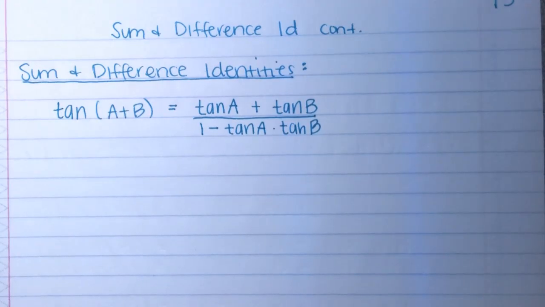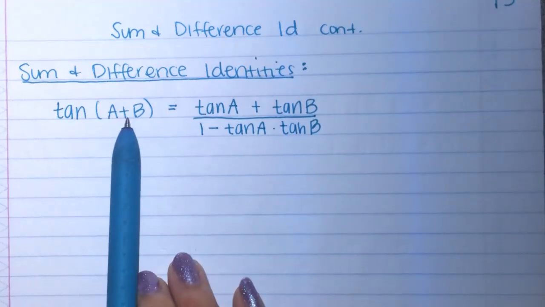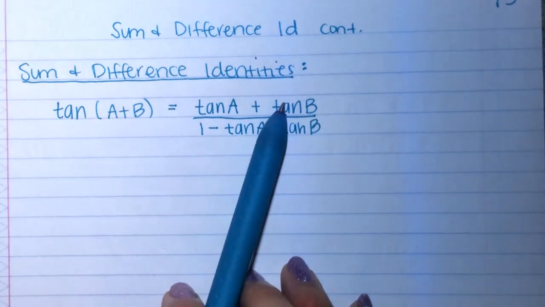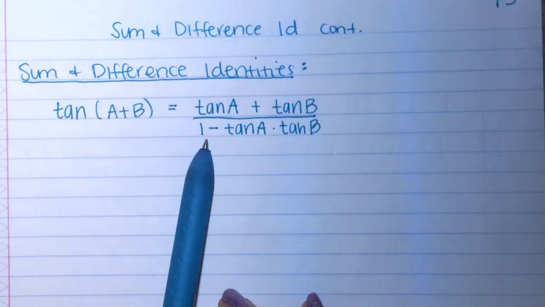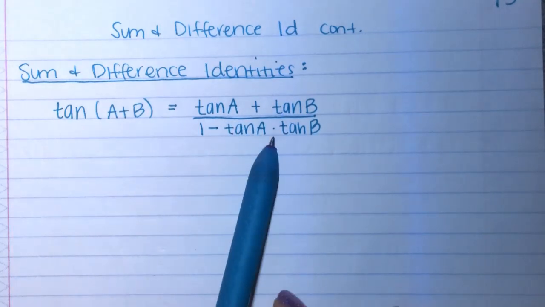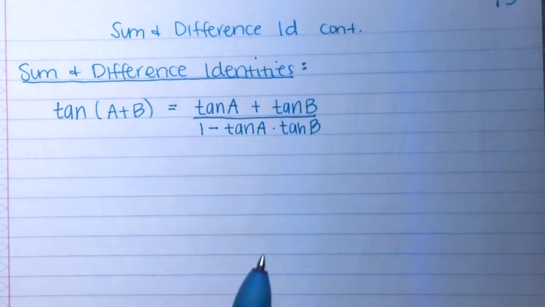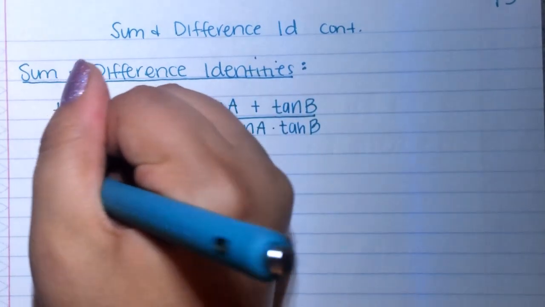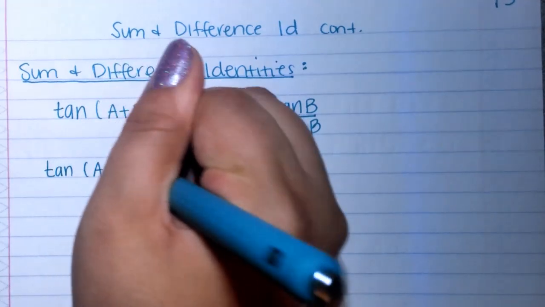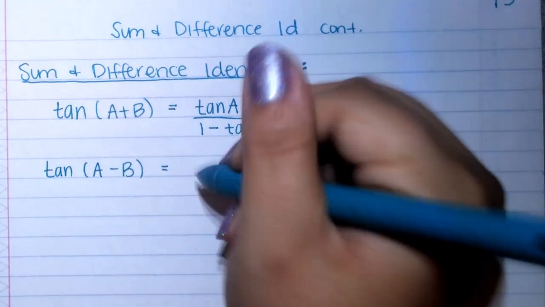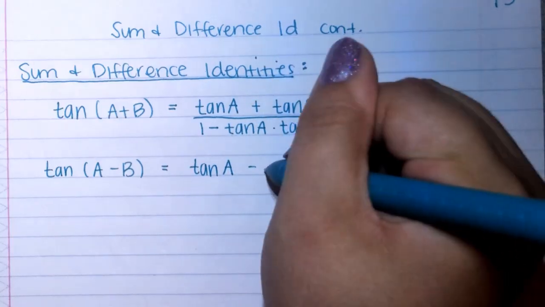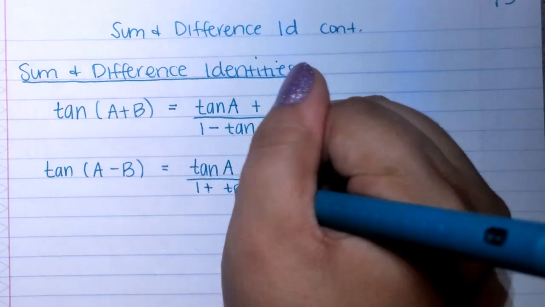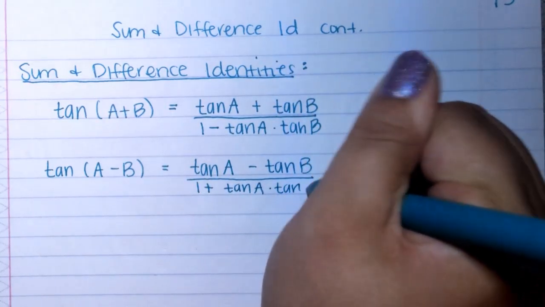How can I memorize this? What are some things to note? If this is plus, the top is plus. If the top is plus, the bottom's minus. On the top, we add them together. On the bottom, we multiply them. It's always multiply on the bottom. So, what do y'all think the tangent of A minus B is? And it'll be 1 plus tangent A tangent B.